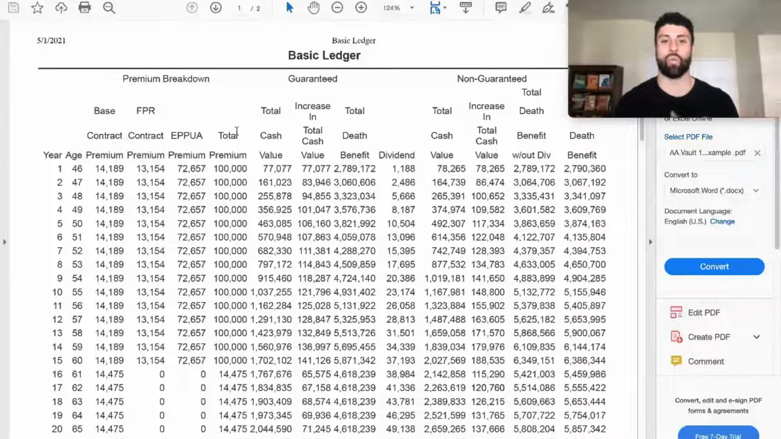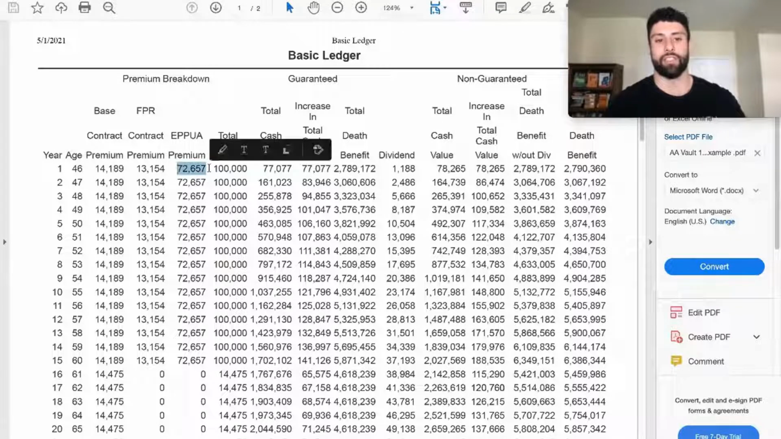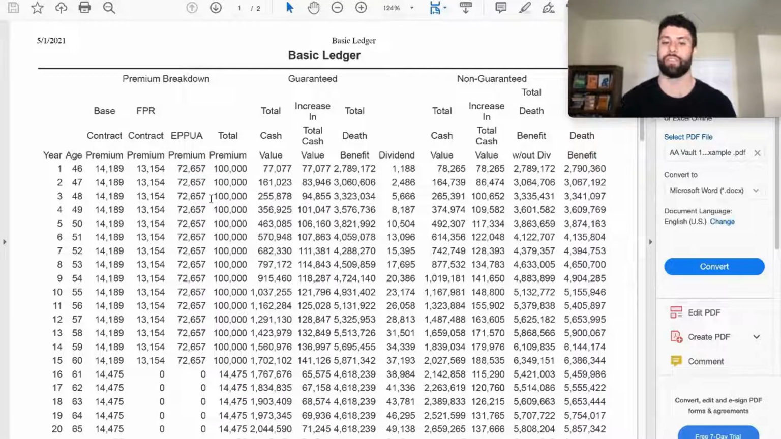If we come over to this far left side, it gives us essentially the breakdown of what the policy design looks like and what is happening. So what we have here is the base contract. What I want you to consider when it comes to the base is, think of it as the cost of insurance. This is what's going directly to pay for the insurance, which is the death benefit. And then we have the paid up additions, which is here, which is $72,657. And this is essentially the rider that we put on to quote unquote overfund the policy.